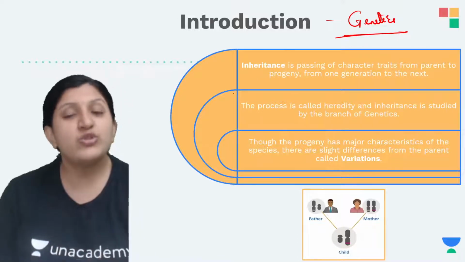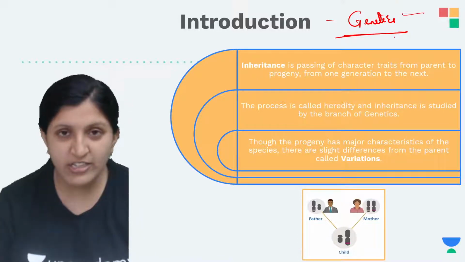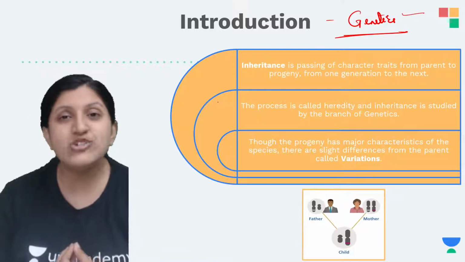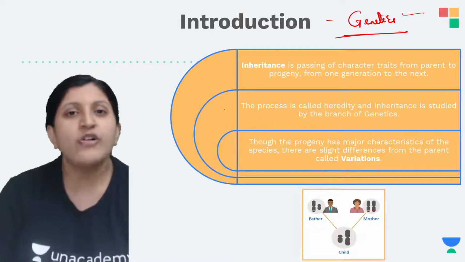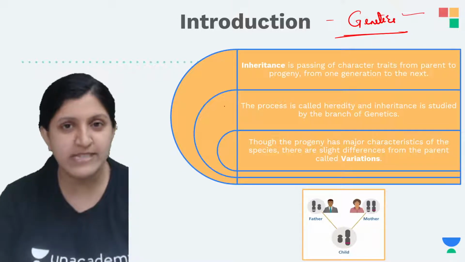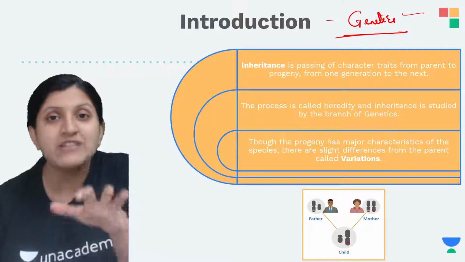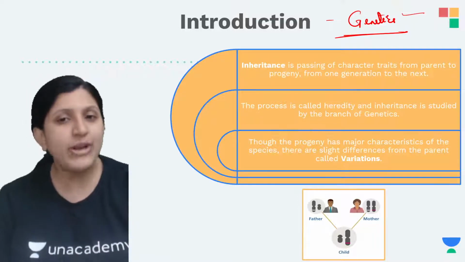So today we are studying genetics, mainly genes and alleles, what exactly these are. Alleles are alternative forms of a gene, and they express a particular characteristic trait. We'll discuss that.